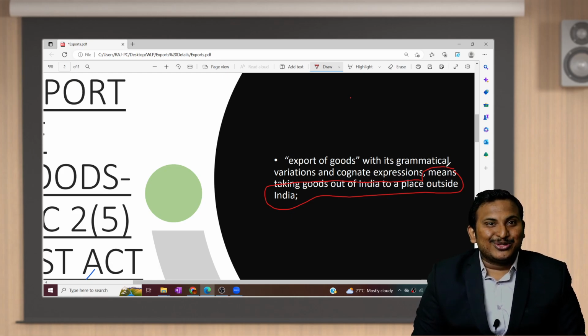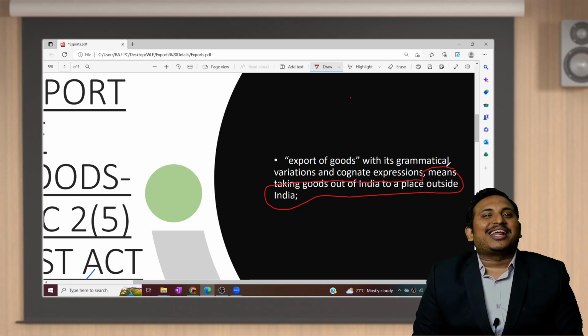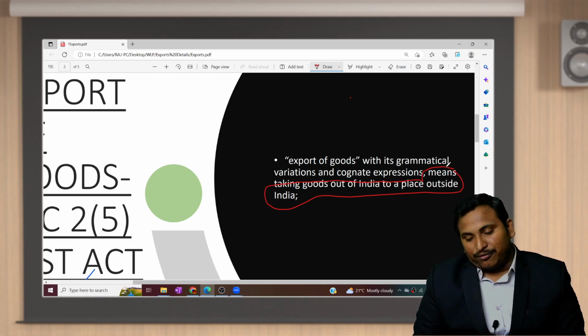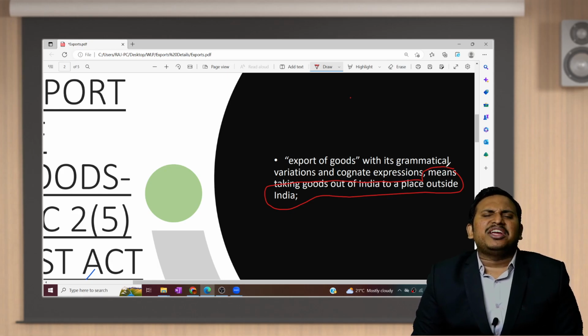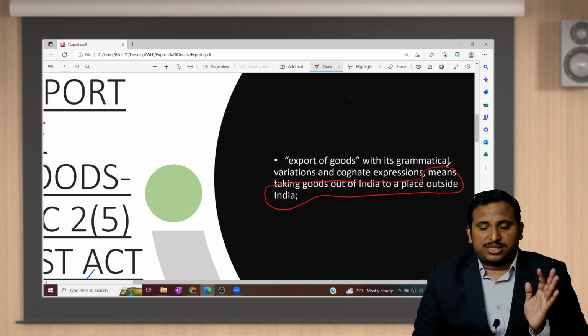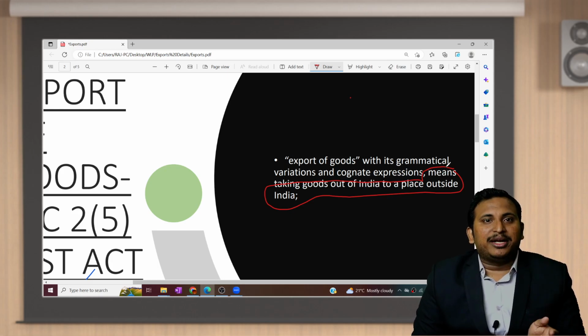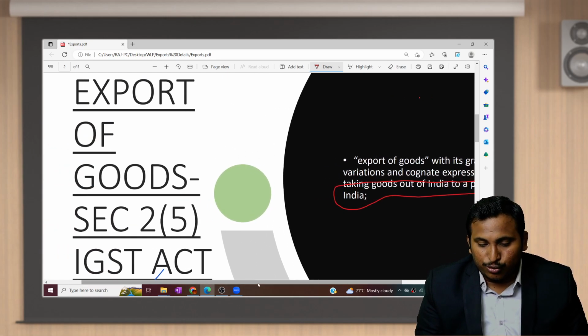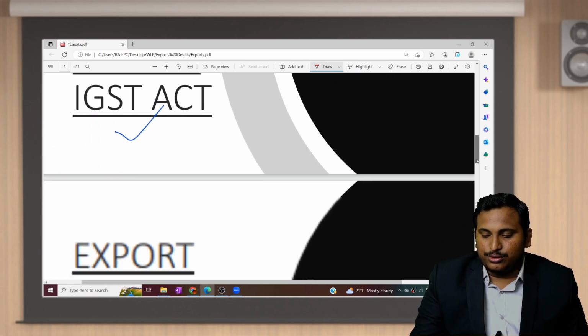Sir, can we have a track of export of goods? Why not? Goods have to be exported. First you have to reach customs. Customs will have a track of every export that you do, because physically it will travel to them. Without customs you cannot transfer to another country. So definitely they will have a record of each and everything. So they simply say only one point: if the goods are traveling from India to a place outside India, it is called what? Export of goods, given in section 2 subsection 5.